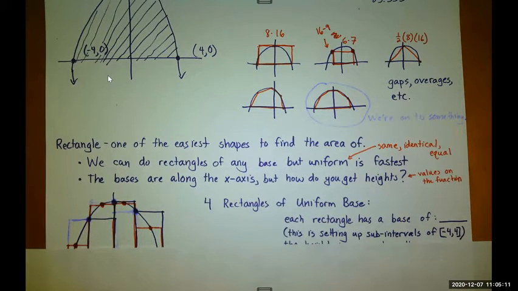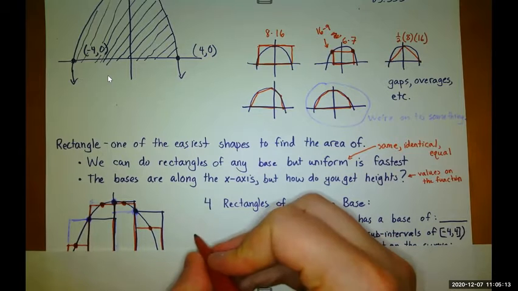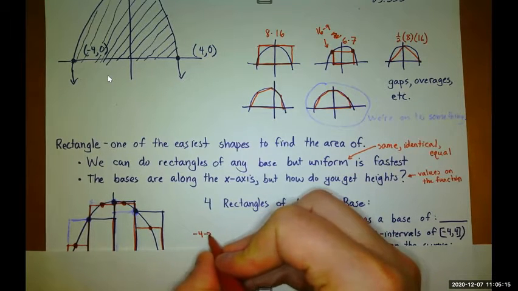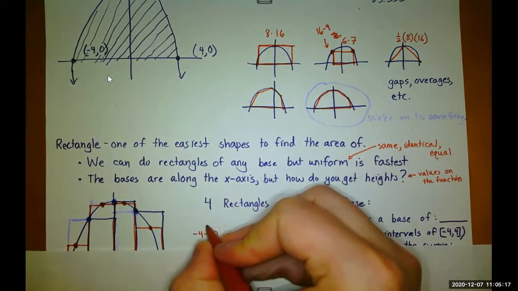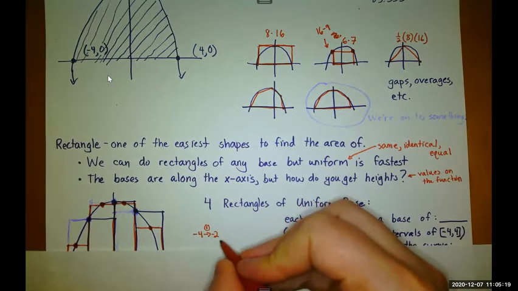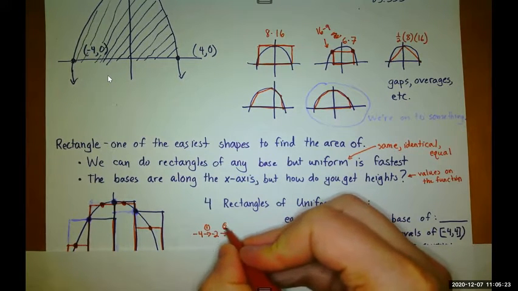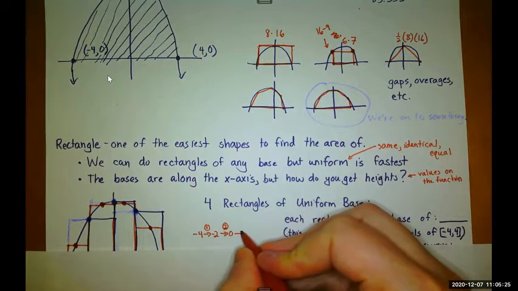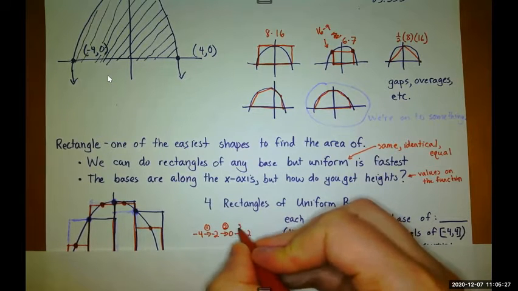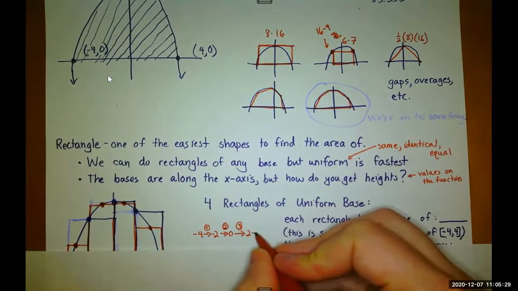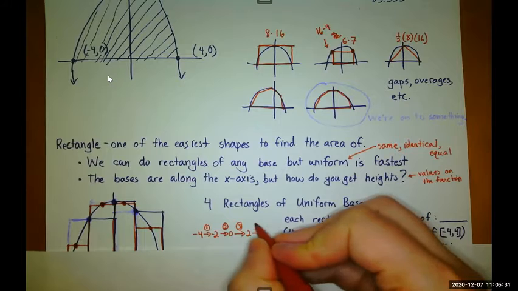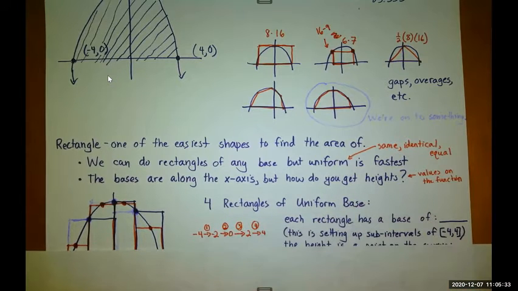I mean, we're talking about going from -4 to -2. That's one rectangle. And then from -2 to 0, that's our second one. And then from 0 to 2, that's our third one. And then 2 to 4, that's our fourth rectangle. So each of our 4 rectangles has a uniform base of 2 units.